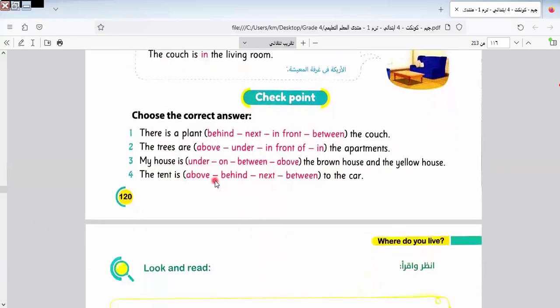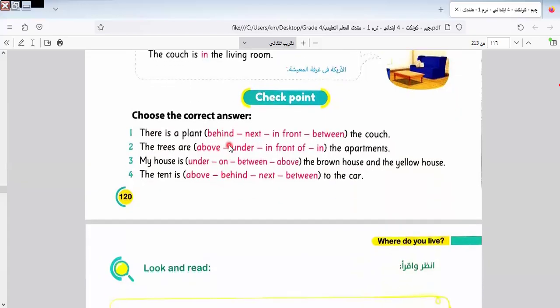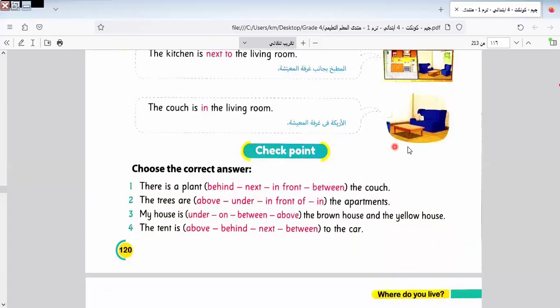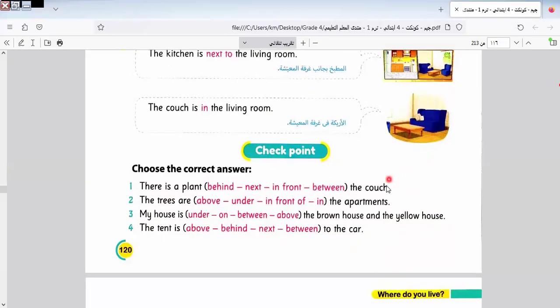Let's go to the exercise related to this part. There is a plant, blank, the couch. Behind. There is the plant behind the couch. Behind the couch, there is a plant. Yes, there is a plant behind the couch.